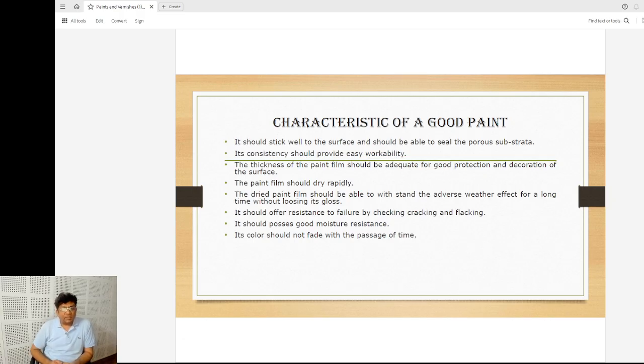And the most important thing is that the color of the paint should not fade with the passage of time, because painting is a very tedious job. We cannot afford to repaint the surface every 6 months or a year. So while selecting a paint, the quality should be such that it does not fade frequently. Once we paint the surface, a good paint should last at least 3 to 4 to 5 years in uniform shade conditions.